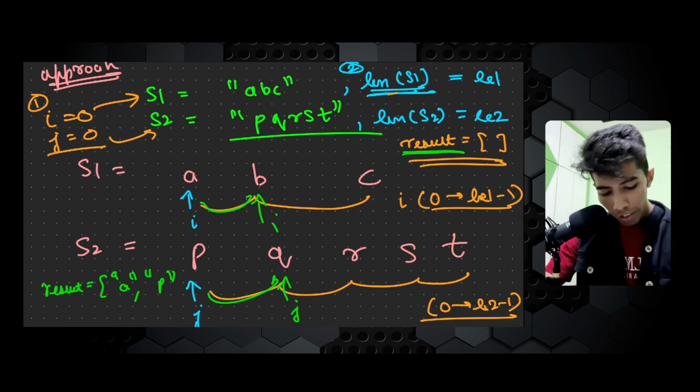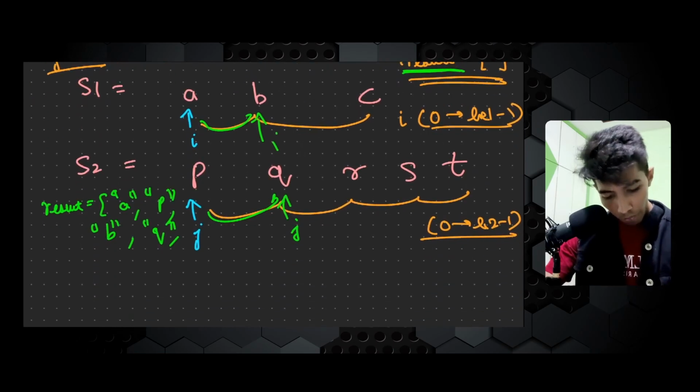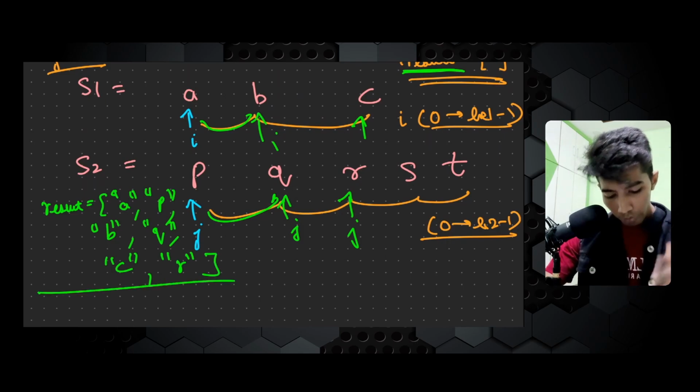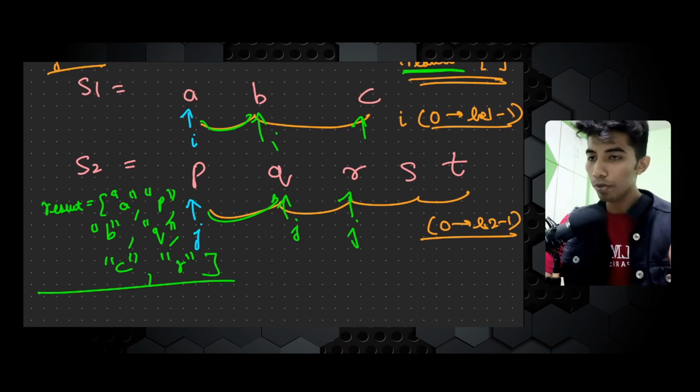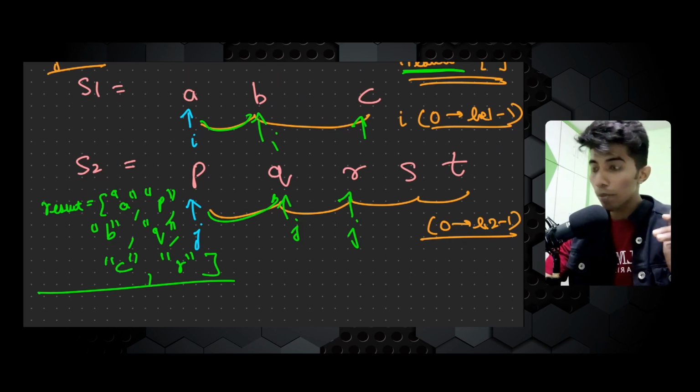Again, we are not comparing, we will directly add it. In a similar fashion, my I will be here and my J will be here, which will be my R. So from here the loop will stop. Got the thing? Now here my loop will get stopped.